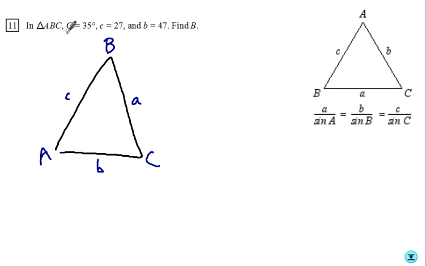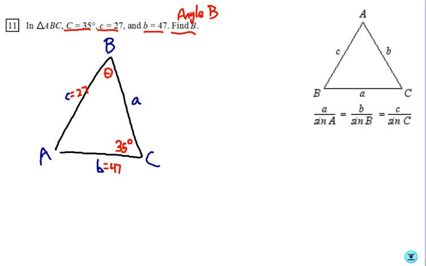So they tell us that angle C is 35, and they tell us that little c is 27. So that means the side of that triangle is 27. And they tell us little b is 47. And then it says find big B, right? So that would be angle B. Well, remember we use theta when we don't know what an angle is, so that's kind of our unknown.